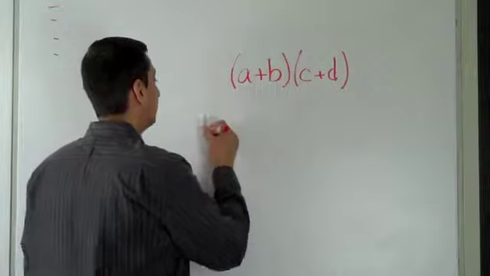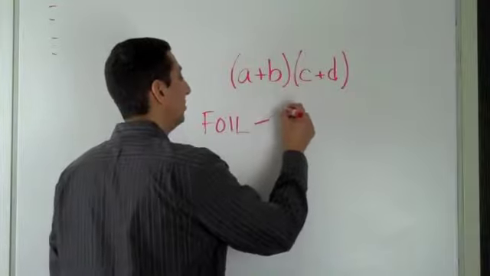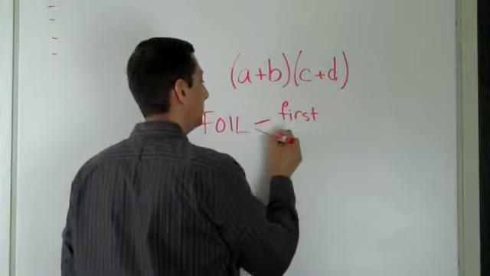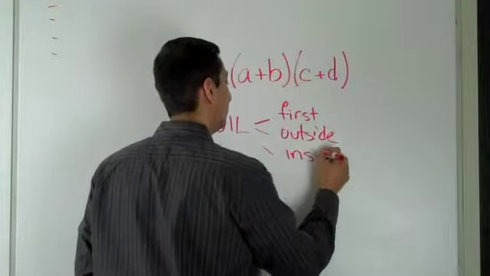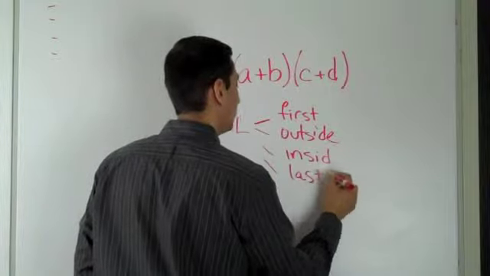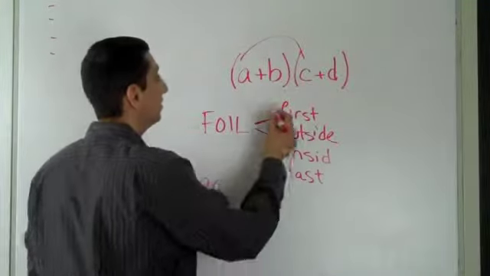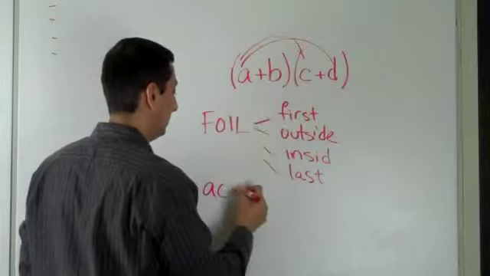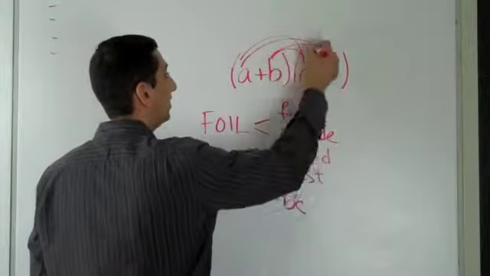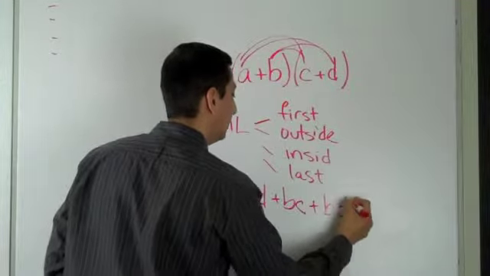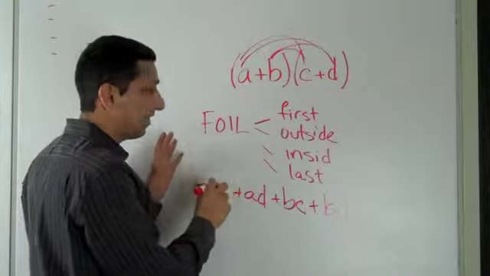But most of the time, what teachers will do is condense that to a little keyword called FOIL, which kids decode as: multiply the first terms, and the outside terms, and the inside, and then the last. First, outside, inside, last, which means first is A times C. Outside would be A times D. I add that. Inside, B times C. And last, B times D. And that is the product of those two terms. However, that's just a memorized process.